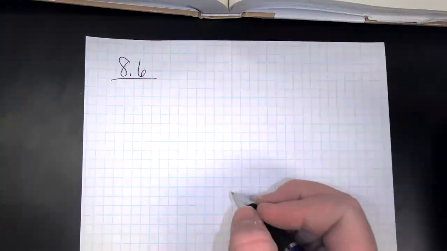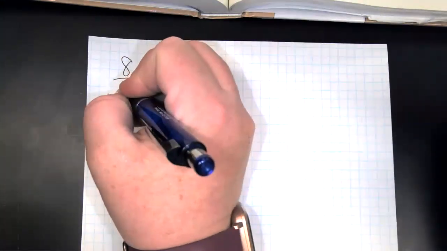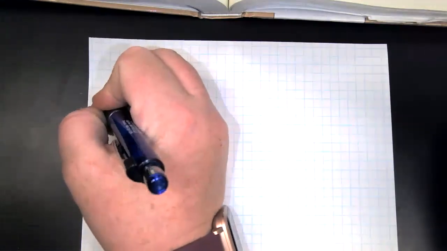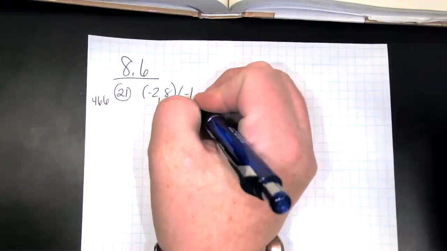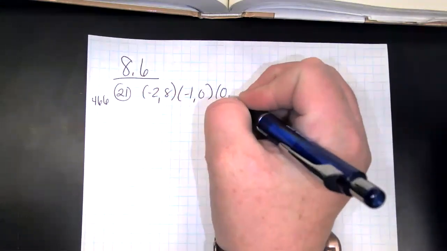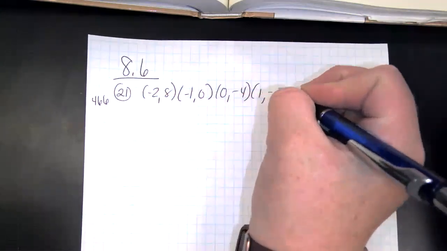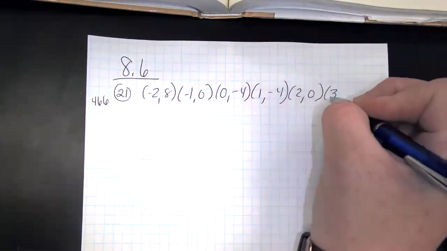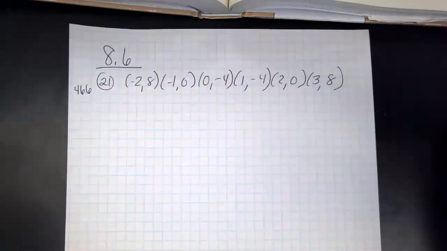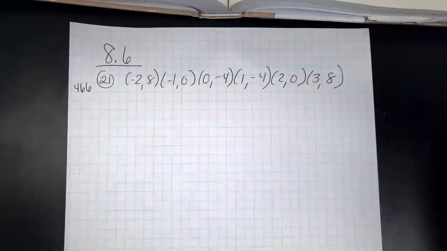Okay, friends, I'm going to do a little bit of review with 6 in this case. So this is from 21, this is page 466, okay? So -2, 8, -1, 0, 0, -4, 1, -4, 2, 0, and 3, 8. Okay, I'm going to show you a couple ways. I'll show you with the calculator as well.